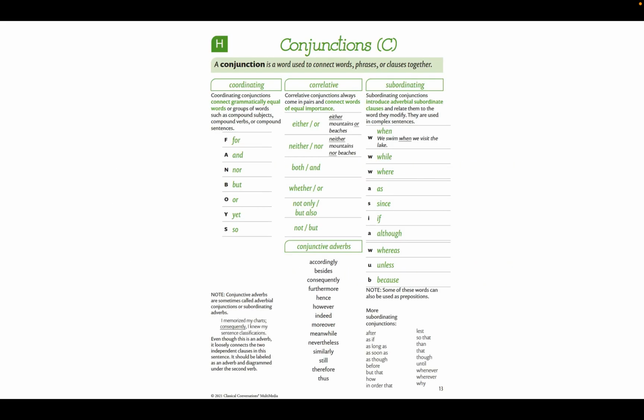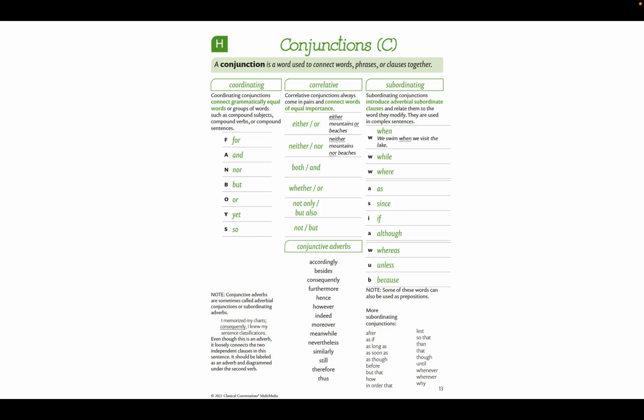All right, so back to our chart H. So we remember what conjunctions do. That's right, they're a word used to connect words, phrases, or clauses together. So we already talked about coordinating conjunctions, and how do we remember the list? That's right, FANBOYS: for, and, nor, but, or, yet, so. And they connect grammatically equal words, such as compound subjects, compound verbs, or compound sentences.